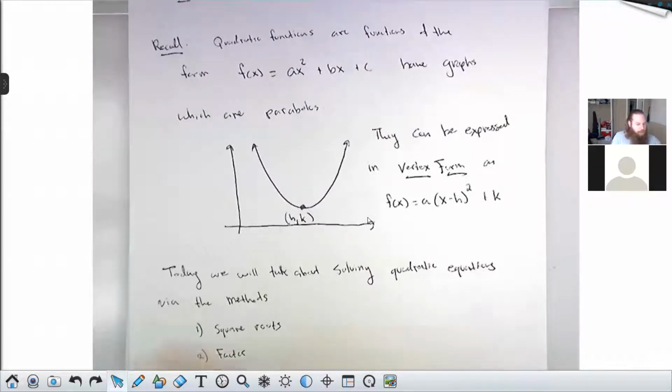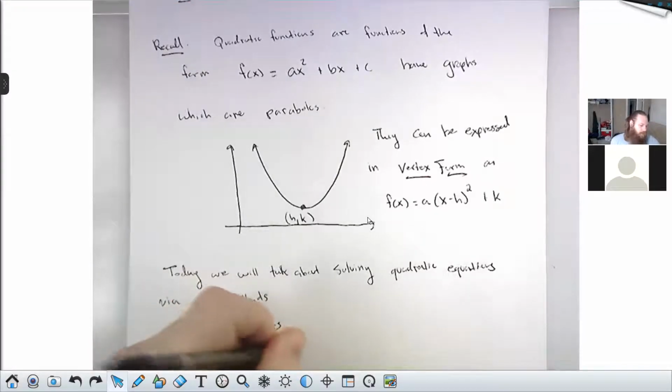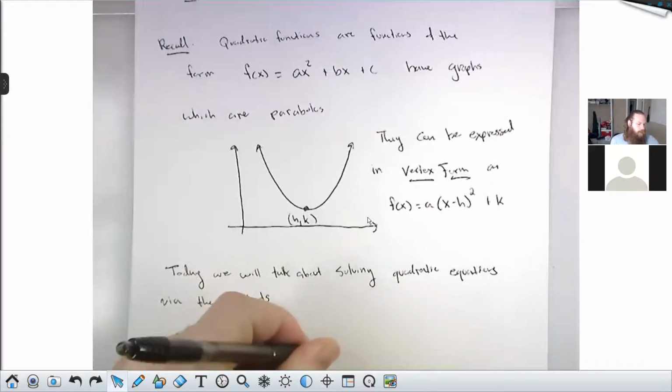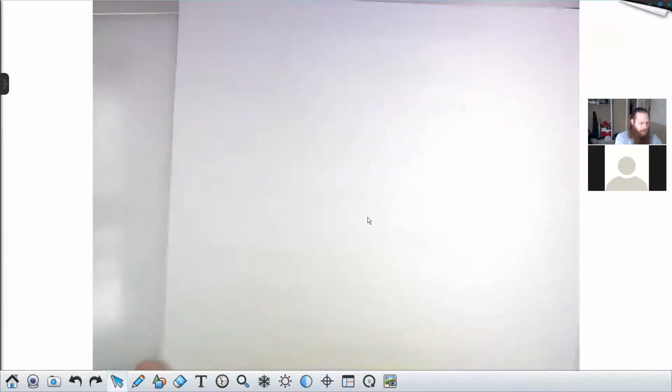When it comes to factoring, our biggest tool here is going to be the AC method. So I'll teach you that. I'll also teach you some other factoring tricks. But before we get there, let's just look at some basic stuff. I also want you thinking about the geometry of the situation.